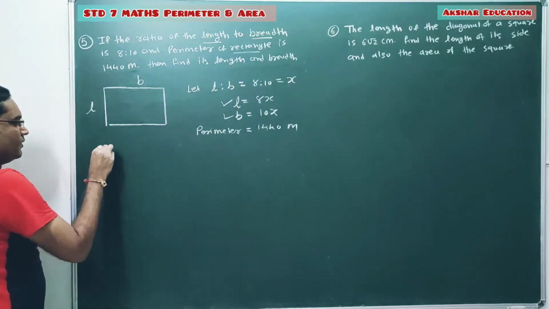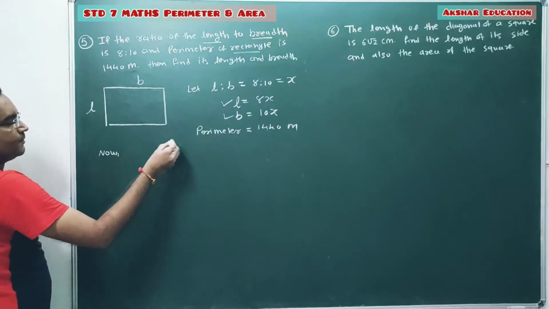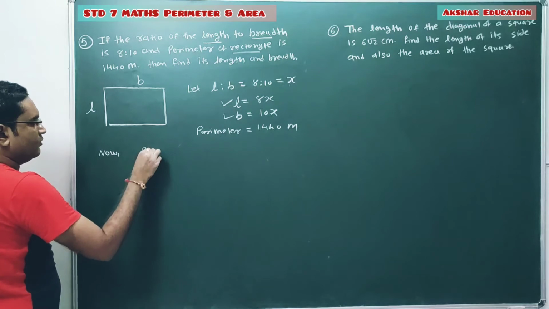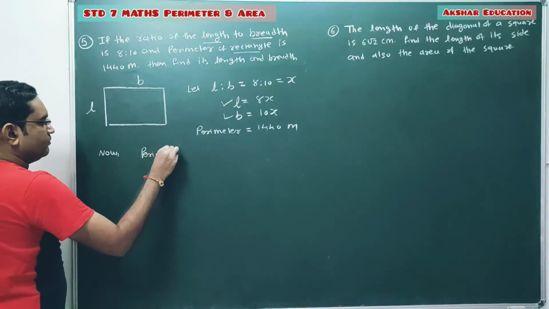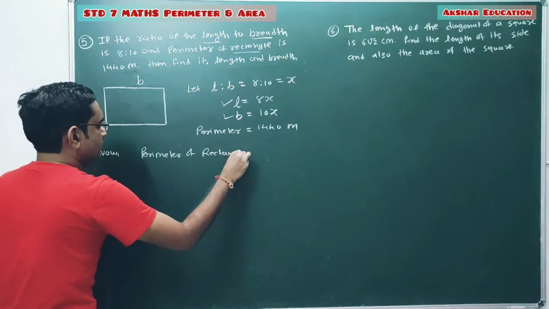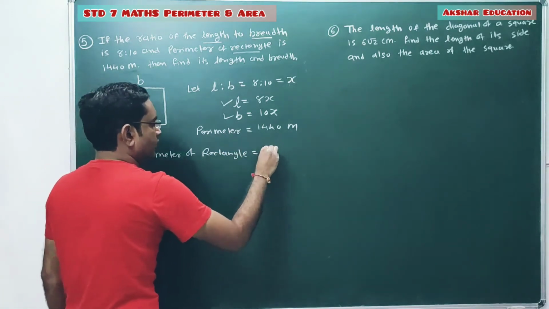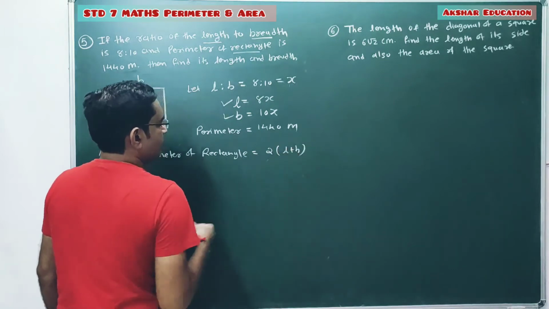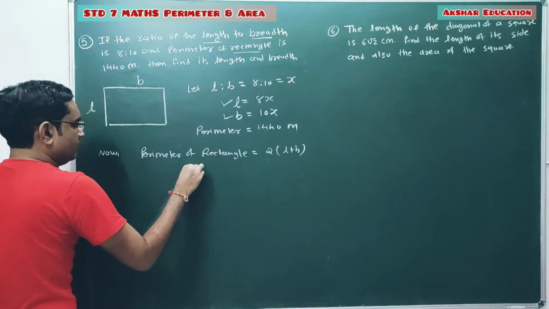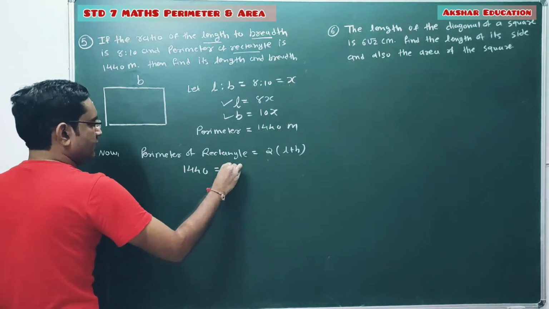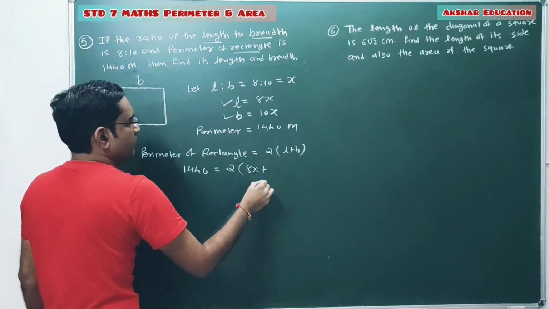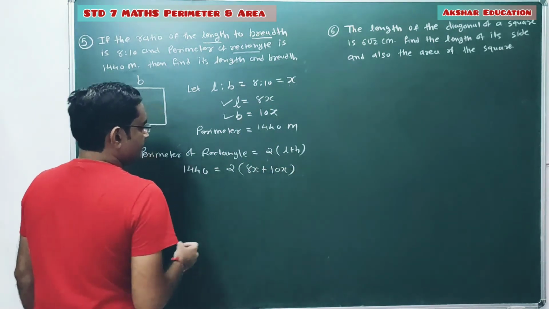So now apply the formula of the rectangle. The formula of the perimeter of a rectangle should be known to you. It is twice of L plus B. Put the values. The perimeter of the rectangle is given as 1440 meter, equal to twice of L plus B, where L and B are derived from the ratio, 10x plus 8x.